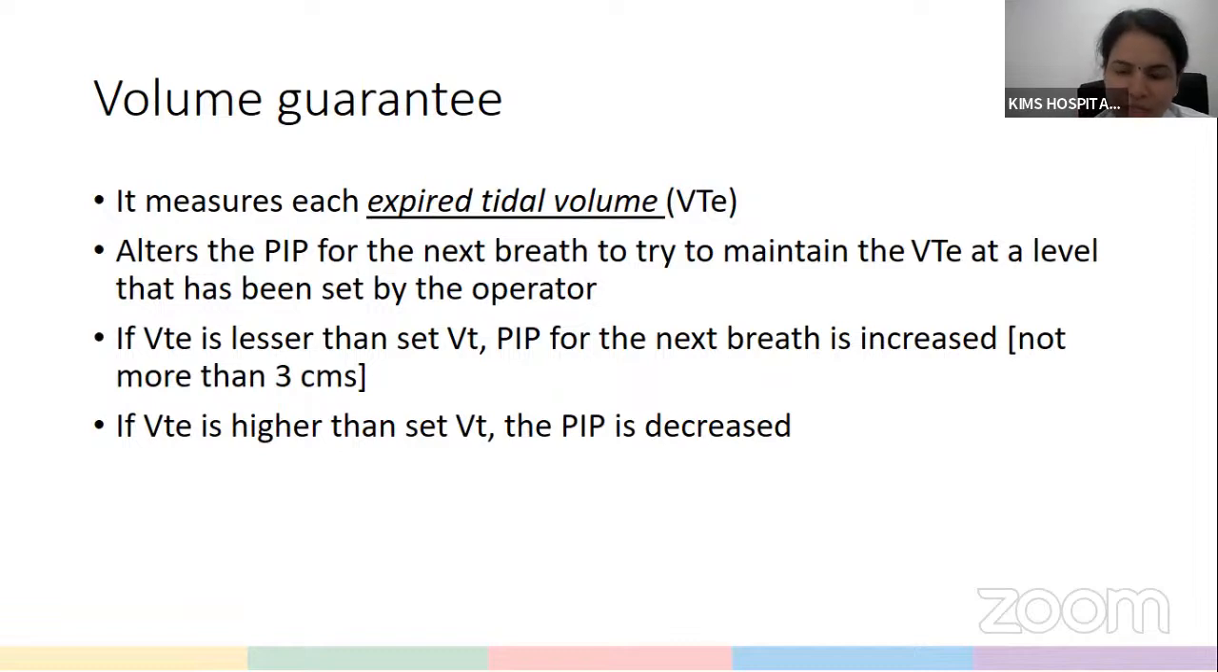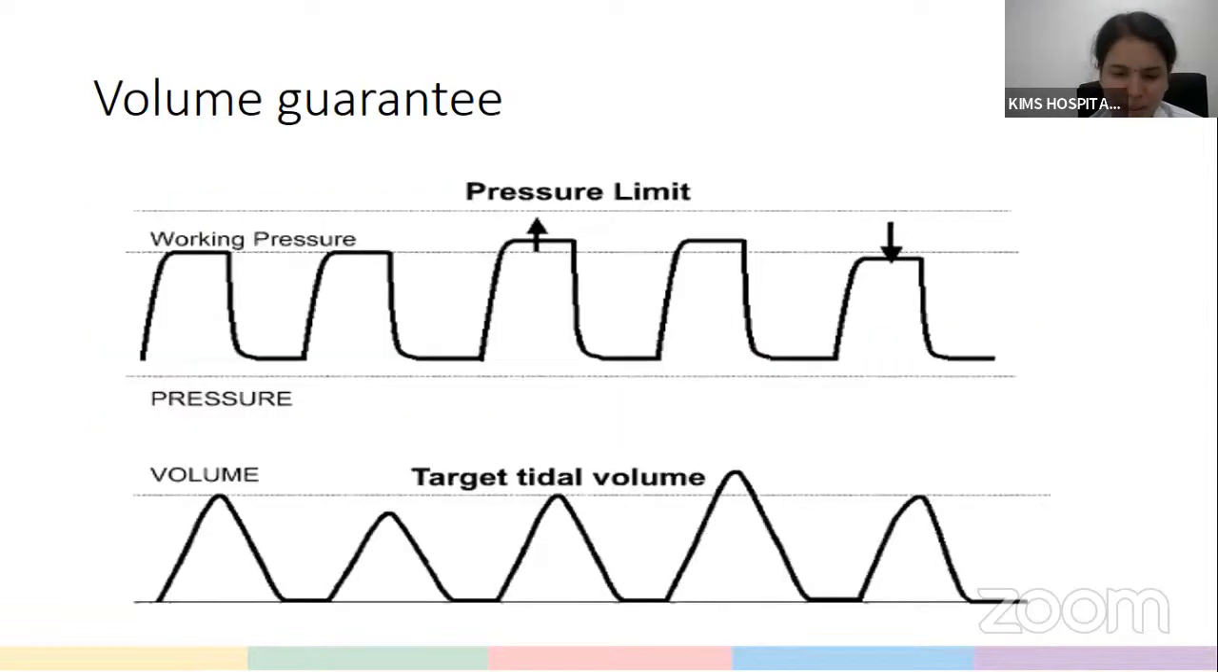So if we have set a tidal volume of 5 ml and the volume that was reached in the previous breath was only 4 ml, the ventilator is going to increase the PIP delivered in this breath. If the previous breath used a PIP of 15, it can increase it up to 16 or 17, but not beyond 18, not beyond an increase of 3 centimeters from the previous breath. If the VT delivered was actually higher than the set VT, then the PIP can be decreased, and the decrease can be done very rapidly.